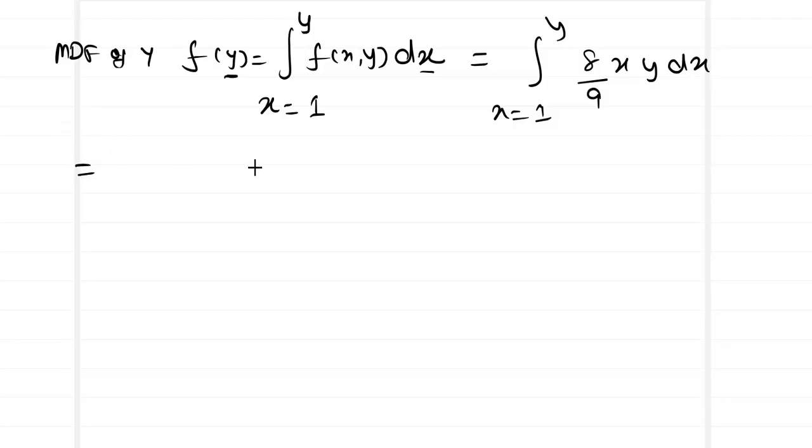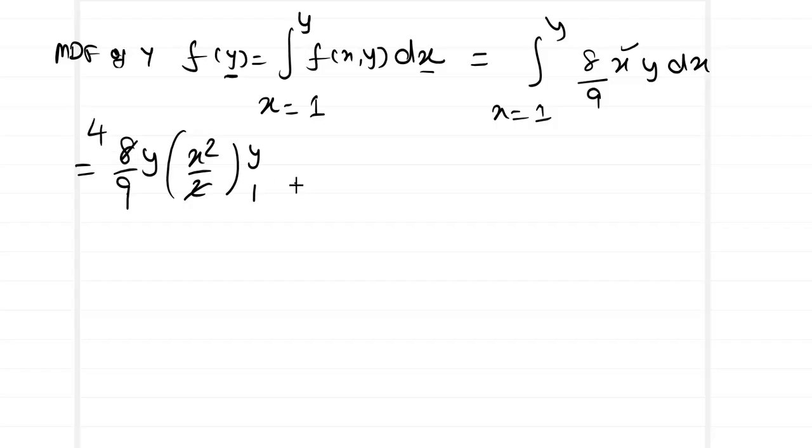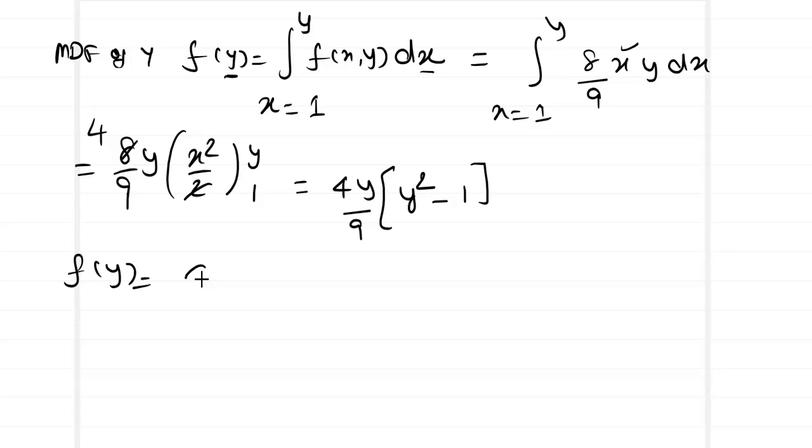With respect to the variable x, 8 by 9 is a constant, y is a constant. x on integration gives you x square divided by 2. Apply the upper limit minus the lower limit. Now 2 can be cancelled with the 8 four times, leaving you with 4y by 9, and this gives you the upper limit y square minus the lower limit, which is 1 square. So my f of y is going to be 4y by 9 times (y square minus 1).